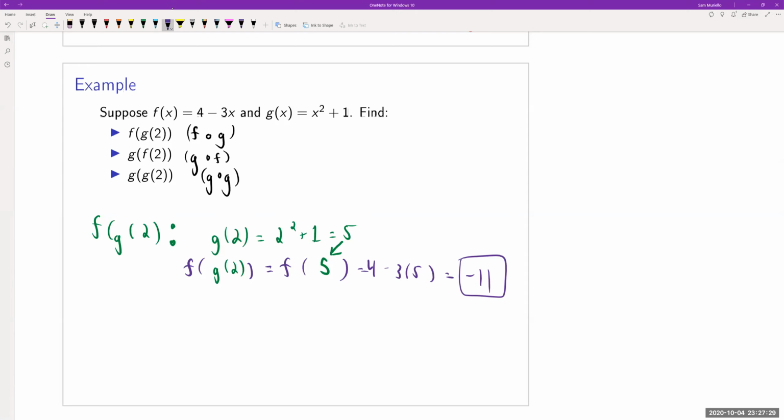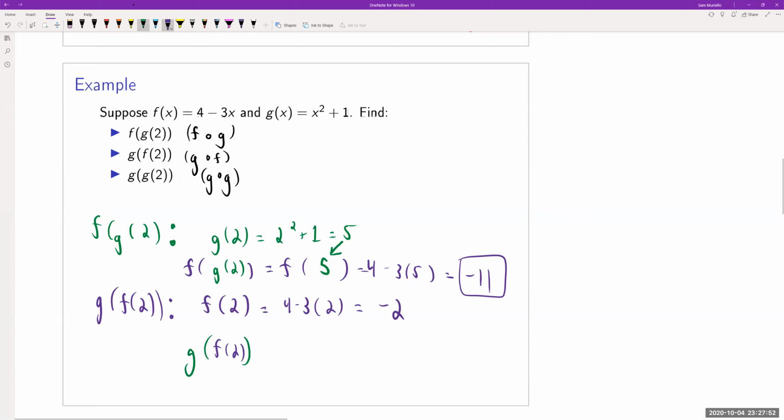We can do the same thing in the opposite order. Let's try g of f of 2. In this case, we'll start with f of 2, which would be 4 minus 3 times 2, which would be equal to 4 minus 6, negative 2. And then g of f of 2 would be equal to g of negative 2, which would be negative 2 squared plus 1. 4 plus 1 is equal to 5.